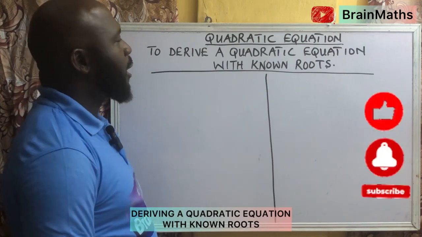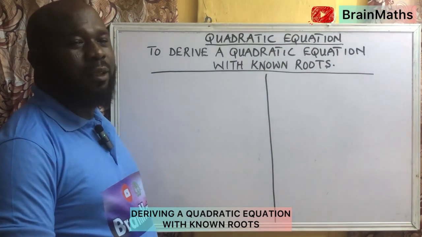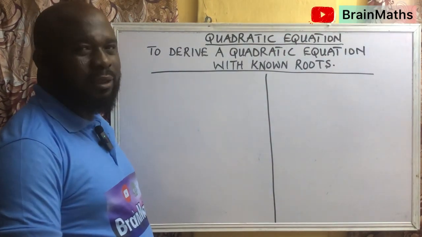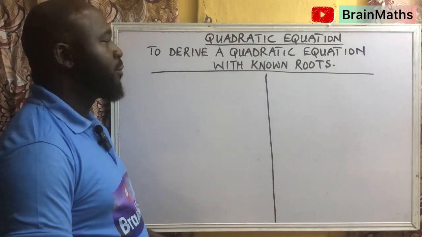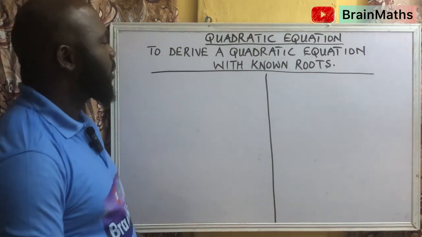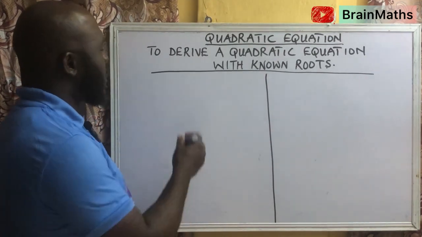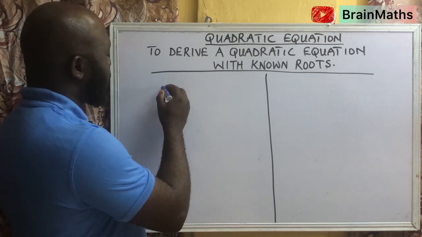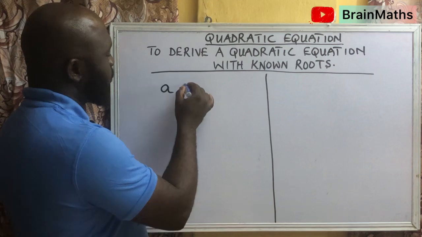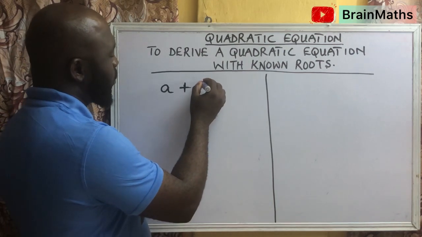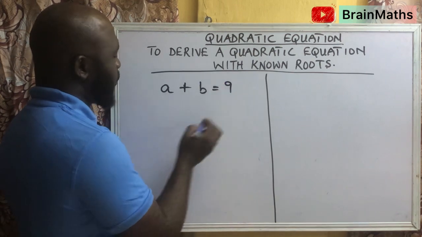We are going to be looking at quadratic equations, and before we start anything on quadratic equations, it is necessary that we know what a quadratic equation is. In our previous lessons, we have looked at linear equations. A linear equation, like we defined, is an equation that has variables with the highest power of 1.